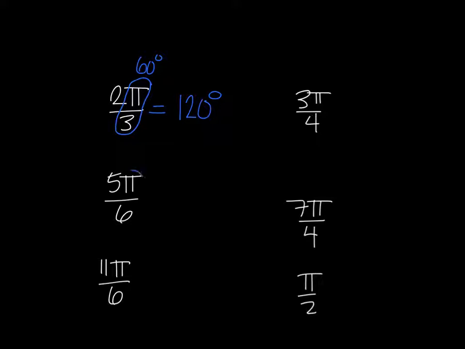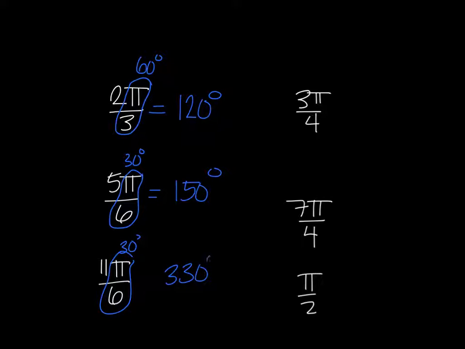Okay, let's try it on the next one. Pi over 6 is 30 degrees, and 5 times 30 is 150. 11 pi over 6, well, pi over 6 is 30 degrees. If I take 11 times 30, I get 330 degrees. Okay, if I jump over here, pi over 2, 180 divided by 2 is 90. So that one you can just do in your head.